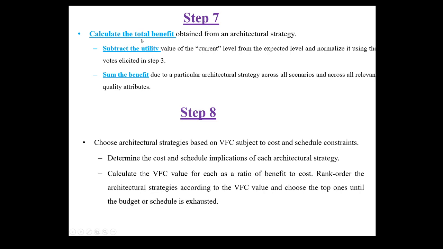Next, calculate the total benefit which is obtained from the architectural strategy. How can you calculate it? Subtract the utility value of the current level from the expected level and normalize it using the votes elicited in step 3, and sum the benefit up for the particular strategy across all scenarios.